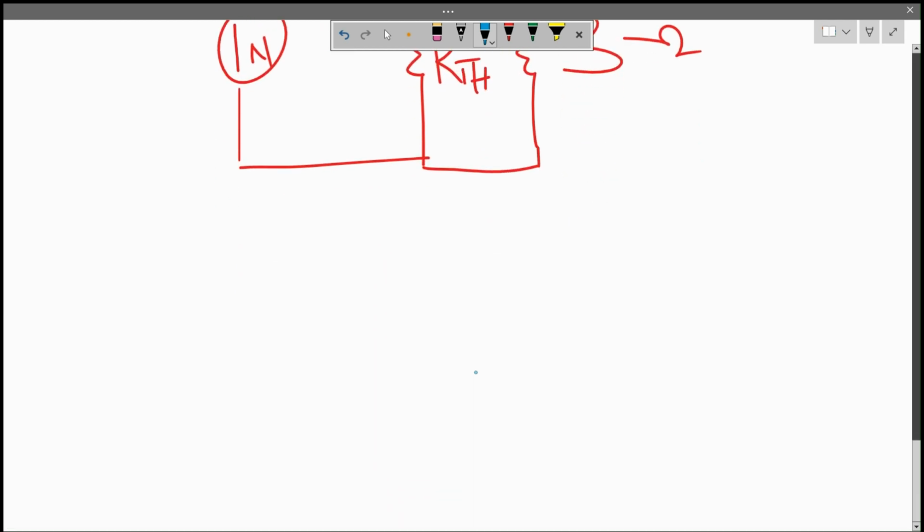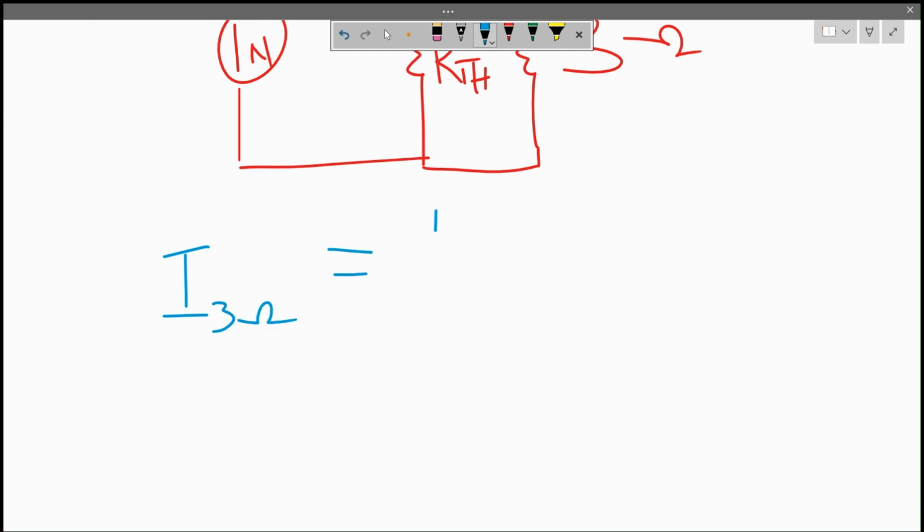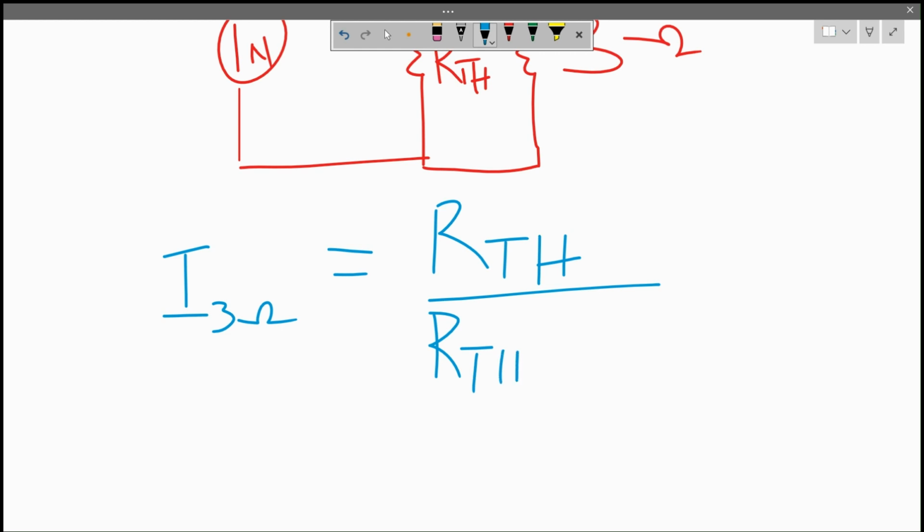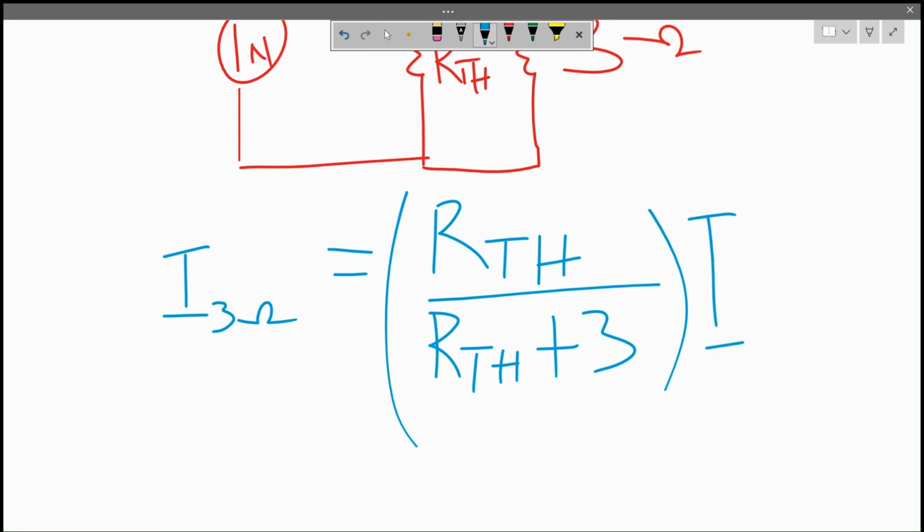So we are going to have I, which is equal to the current passing through the 3 ohms resistor, is now equal to the RTH over the total resistance in here, which is RTH plus 3, times the total current which is coming, which is the IN.